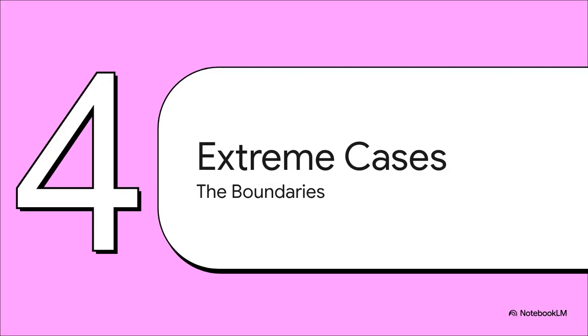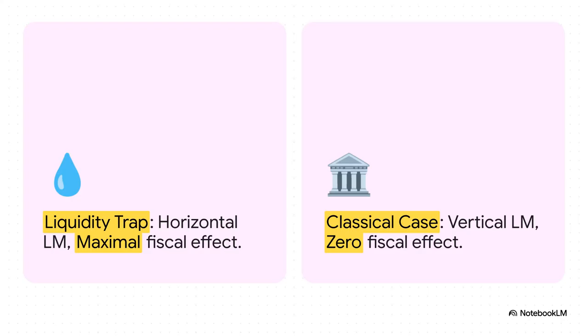Section 4. To really grasp the theoretical boundaries of this debate, we need to contrast two extreme academic scenarios. Picture two polar opposite worlds. On one side, the liquidity trap. This happens when nominal interest rates essentially hit zero. The opportunity cost of holding cash is zero, so the public will just absorb any amount of money supplied. The LM curve goes perfectly horizontal. In this scenario, expansionary fiscal policy has a massive, maximal multiplier effect on income, and interest rates don't budge.